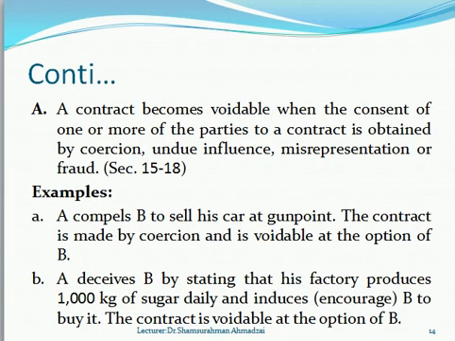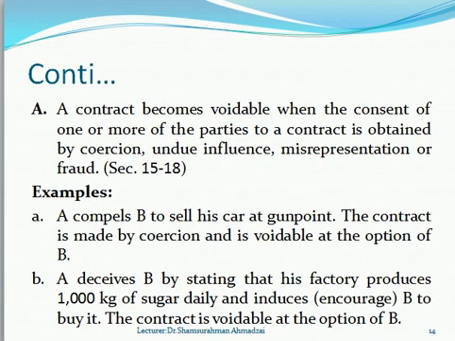Example: A compels B to sell his car at gunpoint. A مجبور میشه B را که موتر خود را بفروشه، با زور تفنگچه یا اسلحه از B موتر میگیره. The contract is made by coercion. قرارداد با زور صورت گرفته and is voidable at the option of B. قابل فسخ شدنی و باطل هستند لیکن آپشن بعد دست B هستند. اگر B میخواد قرارداد را فسخ میکنه میتواند، اگر میخواد که پیش بره میتونه پیش بره.